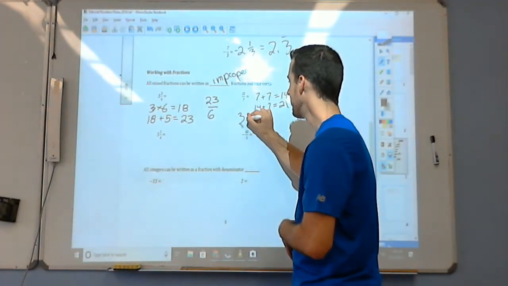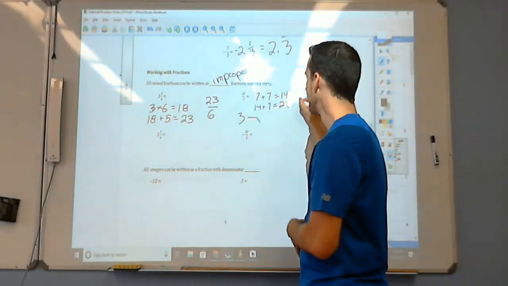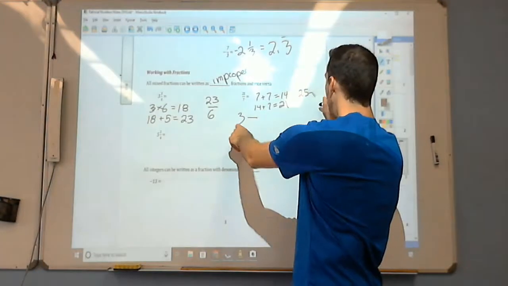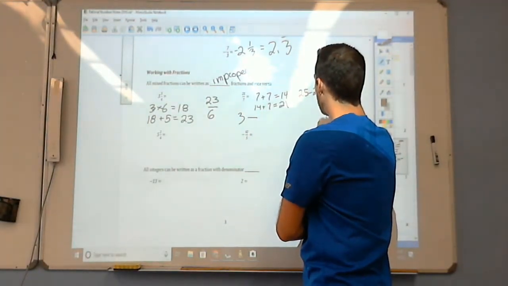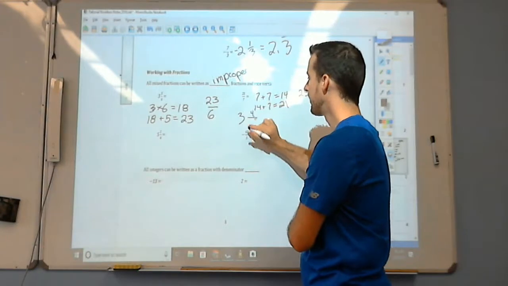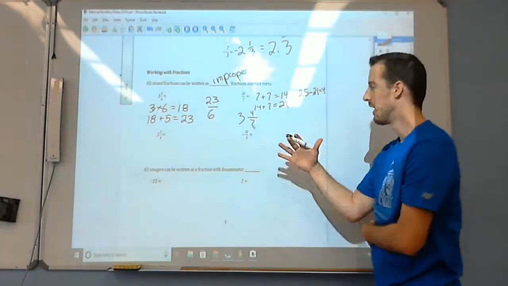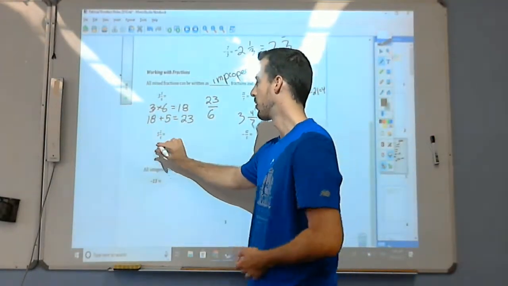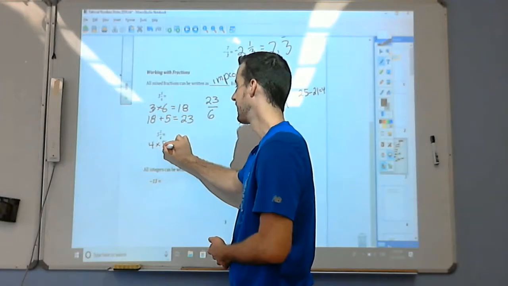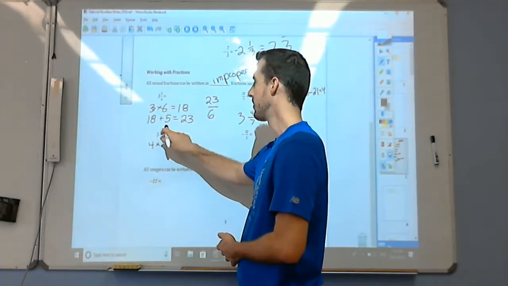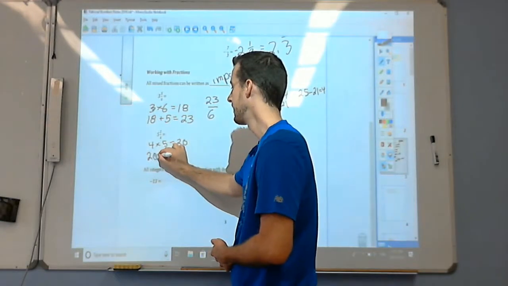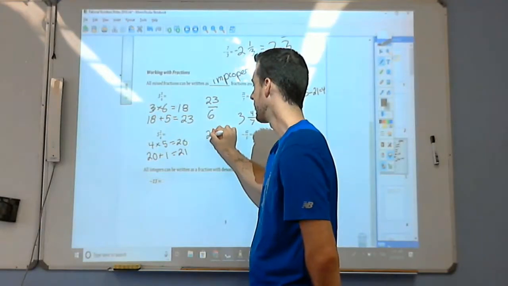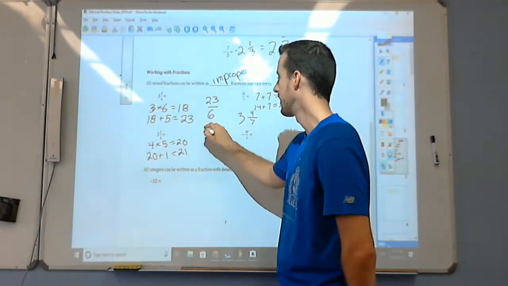So we have 3 wholes, and 25 minus 21 equals 4. So then we have 4 left over. Our denominator always stays the same, and we add it back in. Okay, so we're going to practice that one more time. 4 times 5 equals 20. 20 plus 1, because that's our numerator, equals 21. And then we put it all together. So 21 over 4, and this would be our answer.